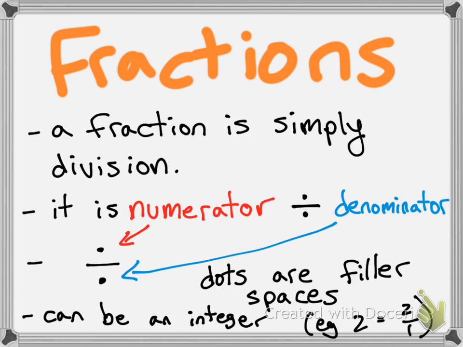Fractions can also be integers. For example, 2 is a fraction. It's just 2 over 1. A million is a fraction. It's just a million over 1. Smiley face is a fraction. It's just smiley face over 1. Anything can be a fraction.